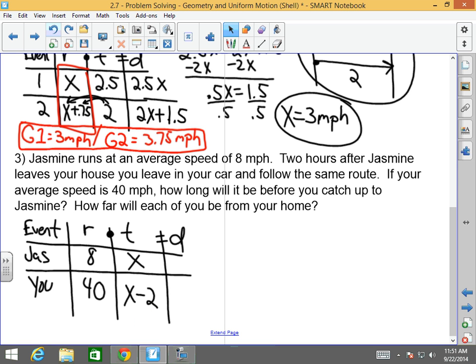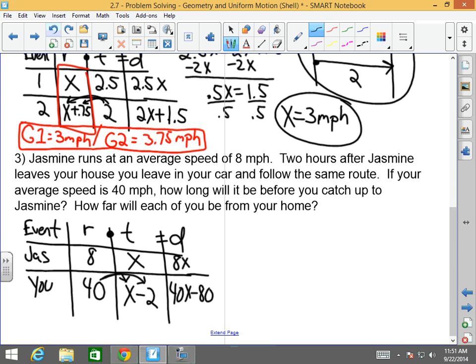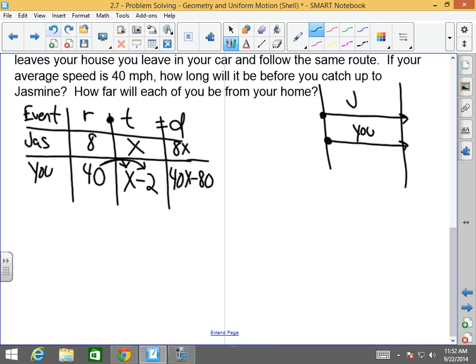Okay? So what is Jasmine's distance? Well, Jasmine's distance is rate times time, which is 8x. What is your distance? Well, your distance is rate times time. Please remember to distribute. So that's 40x minus 80. Now let's think about what's happening. Jasmine left and went a certain distance. Then you left 2 hours later and caught up to her. So in the end, both of you are the same distance away from your house. So both distances are equal in this case.